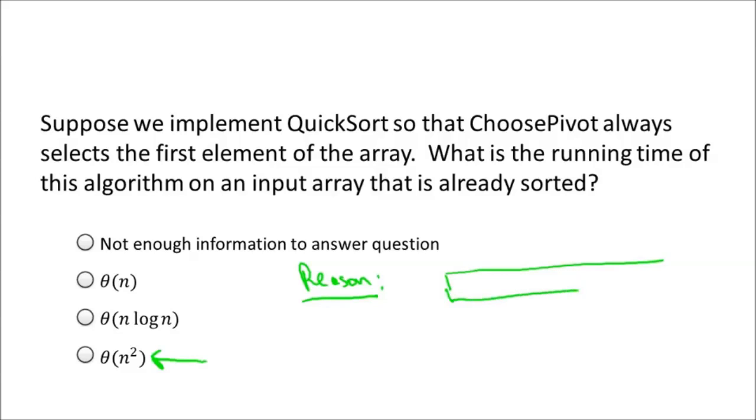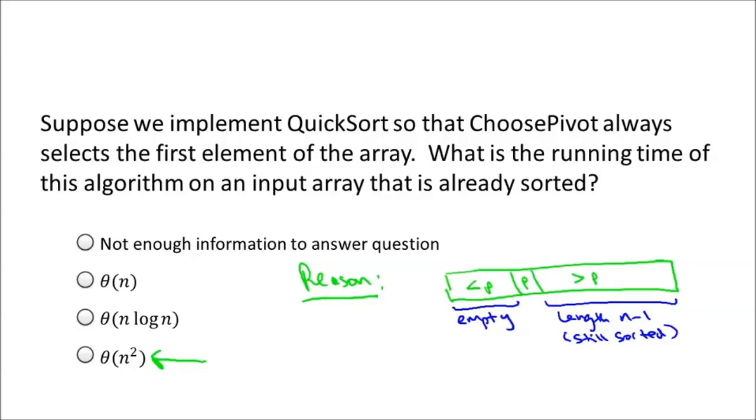So if we draw our usual picture of what a partitioned array looks like, with everything less than the pivot to the left, everything bigger than the pivot to the right, well, since nothing is less than the pivot, this stuff is going to be empty. This will not exist. And to the right of the pivot, this will have length n minus 1, and moreover, it will still be sorted.